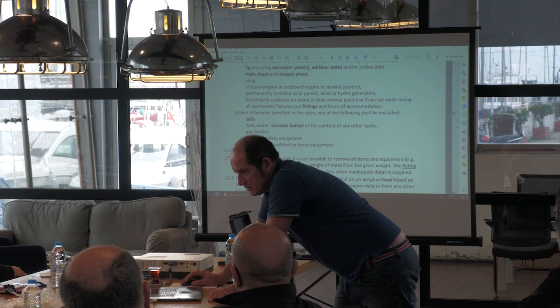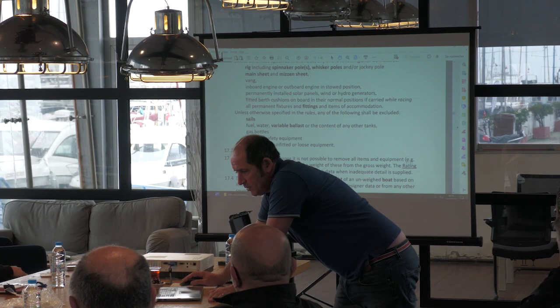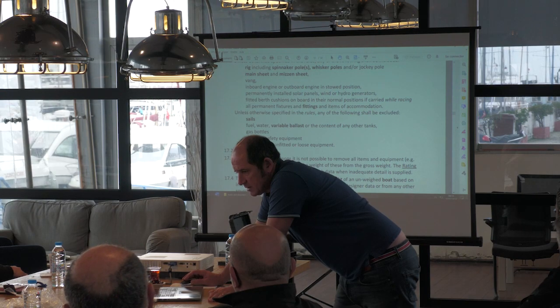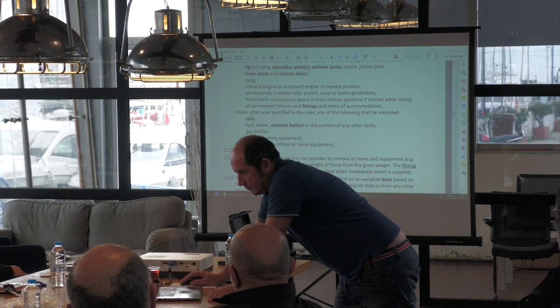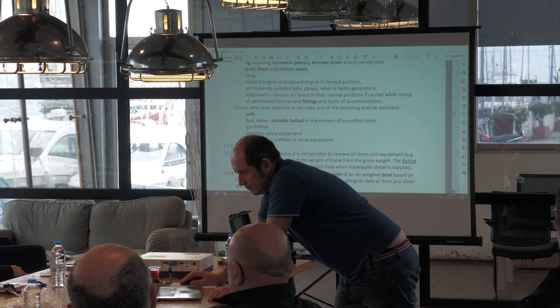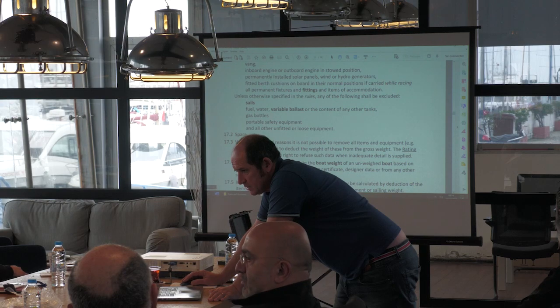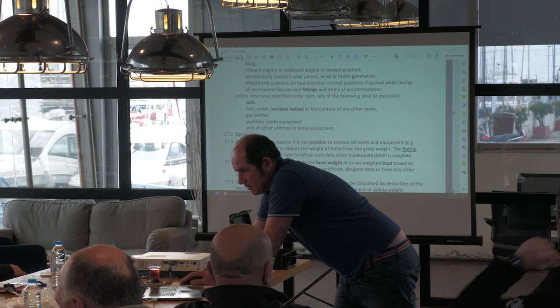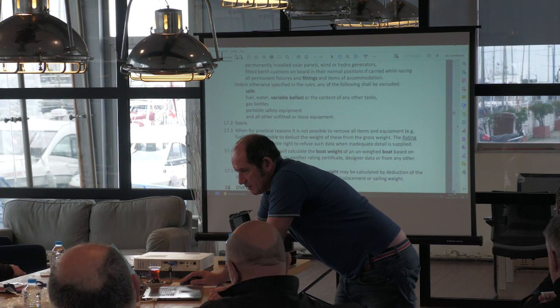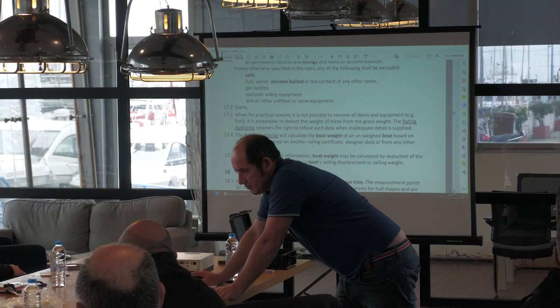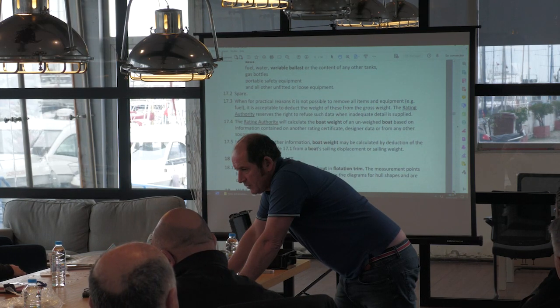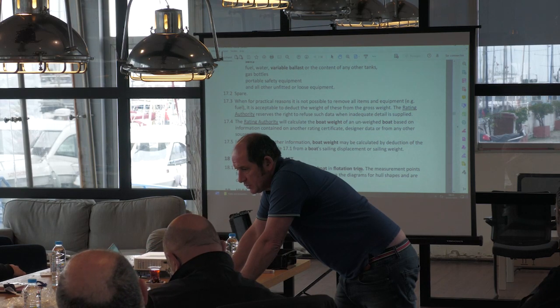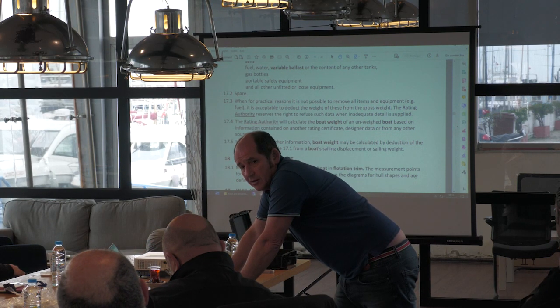When for practical reasons it's not possible to remove all items and equipment, for instance fuel, it is acceptable to deduct the weight of those from the gross weight. That is more for the measuring office. Okay. As I said, for overhang and draft, measurements shall be taken with the boat in flotation trim, which means in floating condition.